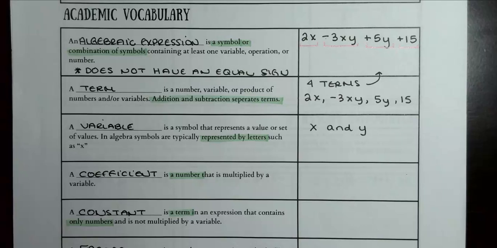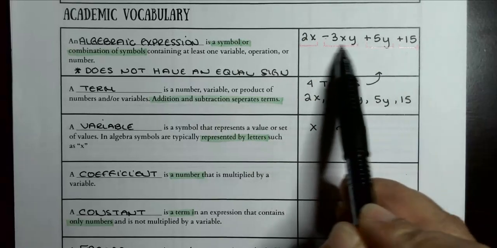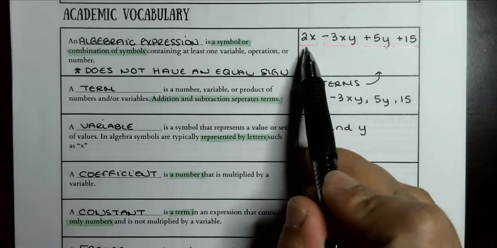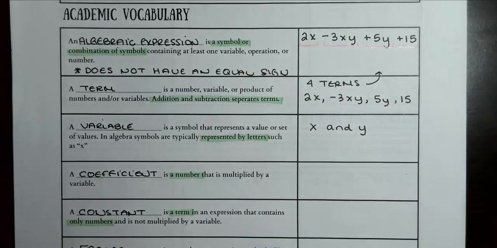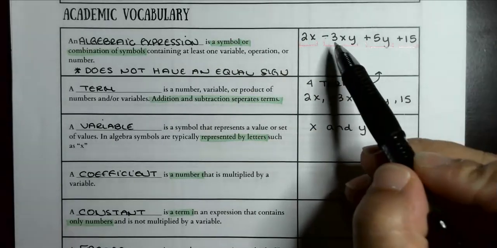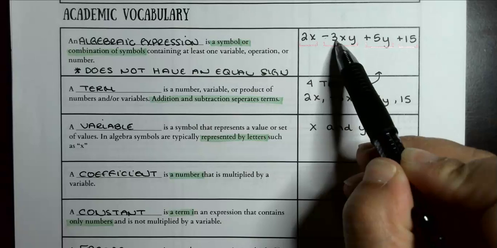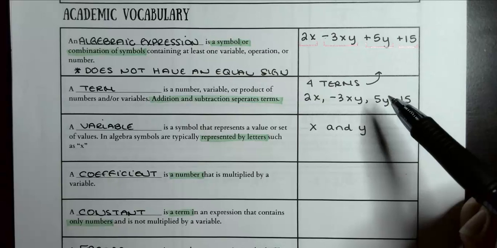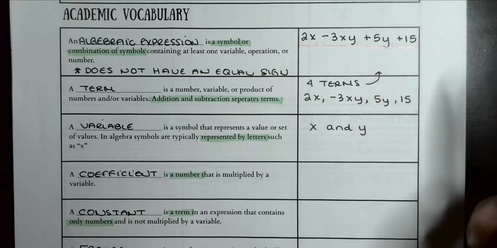All right, the next one is coefficient. A coefficient is a number that is multiplied by a variable. So if you look at your expression up here, a coefficient is the number that is attached to the variable or a letter. We can see that the coefficient is 2 because 2 has this x. Another coefficient is negative 3 because negative 3 is attached to the x and the y. And our third coefficient is 5 because it's attached to the y.